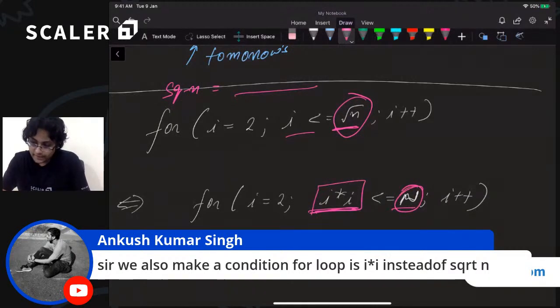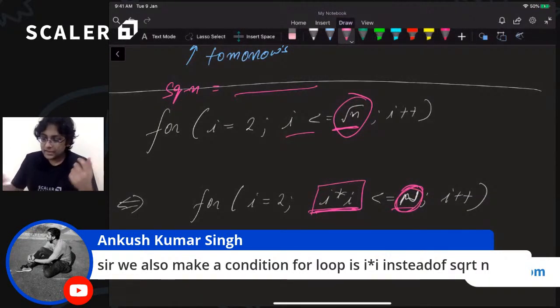Now, if n fits in your memory, if n fits in let's say a 64-bit integer, then I into I will also fit in a 64-bit integer.